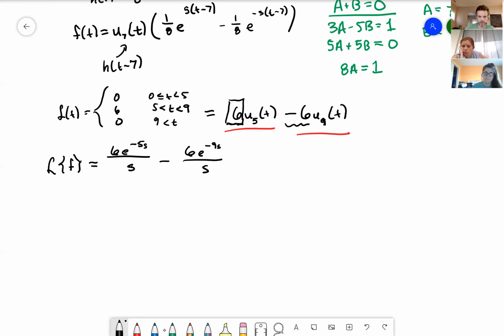So check it or not check it. Let's go ahead. So 6h of t minus 5 minus 6h of t minus 9, and then the transform is 6 times exponential minus 5s divided by s, minus 6 times exponential minus 9s over s.